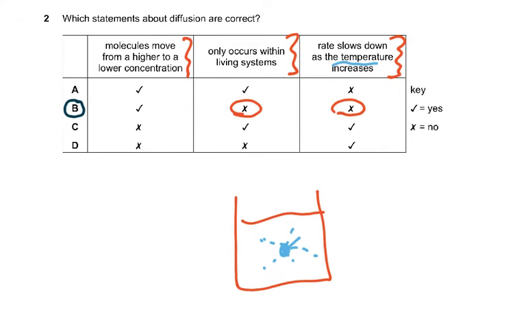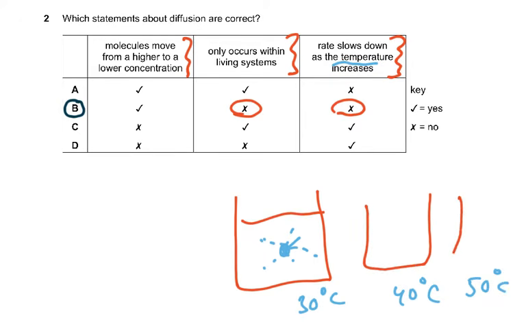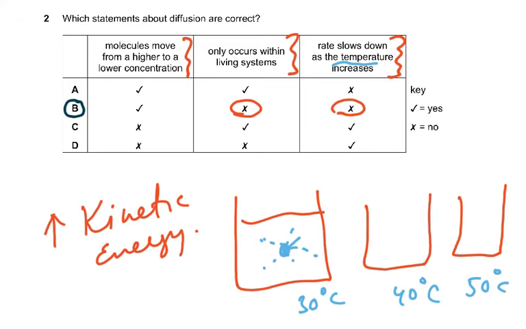Rate slows down as the temperature increases: we can do an experiment on diffusion at 30 degrees Celsius, another beaker at 40 degrees Celsius, and another at 50 degrees Celsius. With three beakers we can study the rate of diffusion. As the temperature increases, why? As the temperature increases, it increases kinetic energy, and kinetic energy means more Brownian movement. With more Brownian movement, the rate of diffusion will be faster.